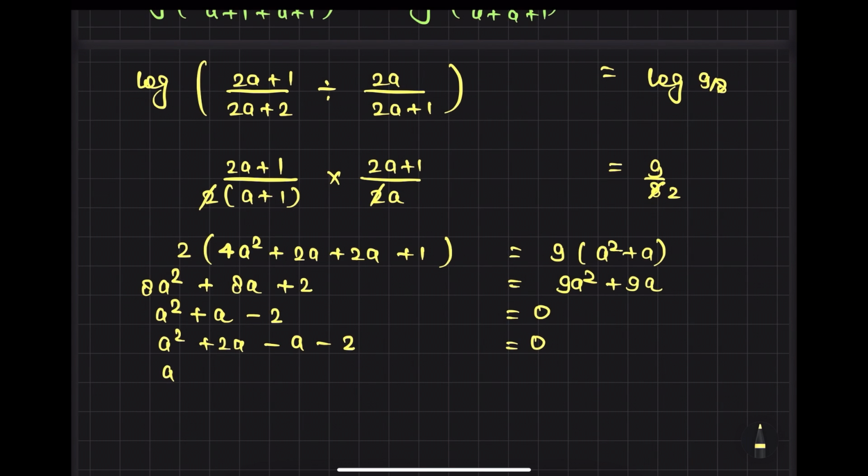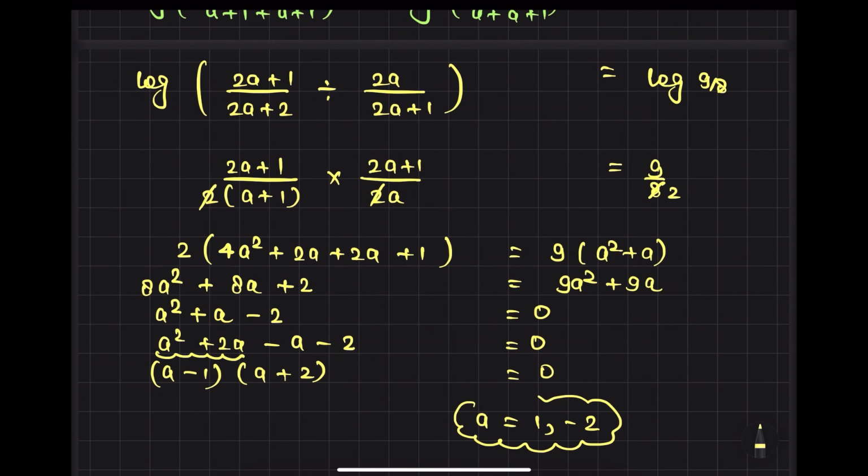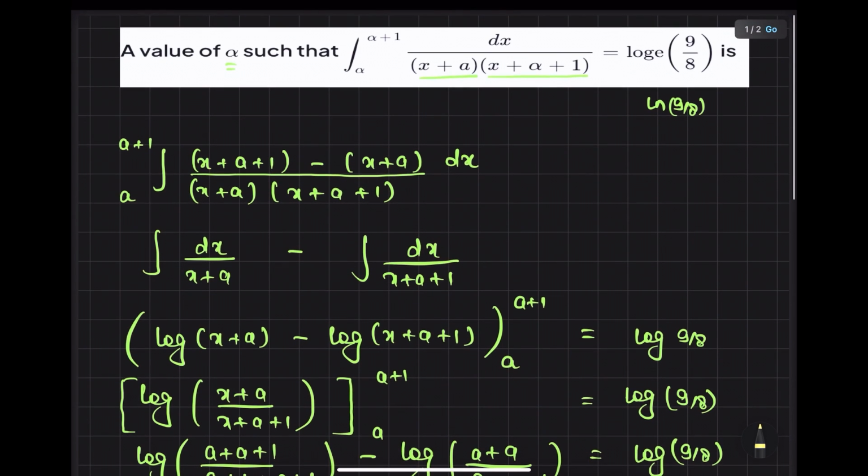So we will take a common from the first component, minus 1 common from the second component, and we will be left with a plus 2. So we got the value of a as 1 and minus 2. I hope you got the approach and you guys can handle similar situations. Okay.